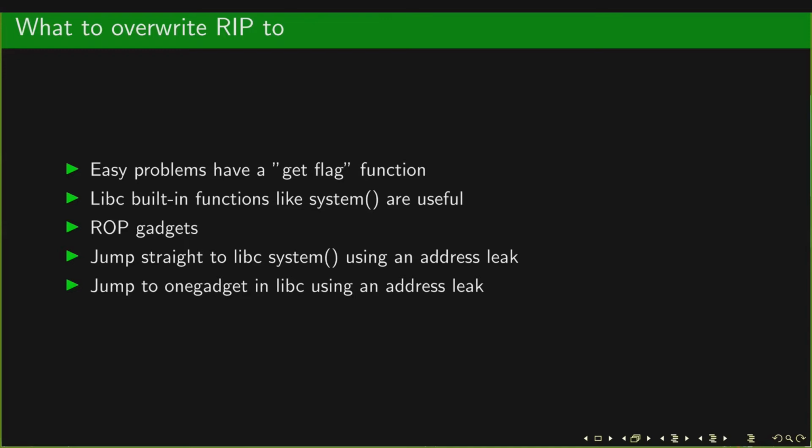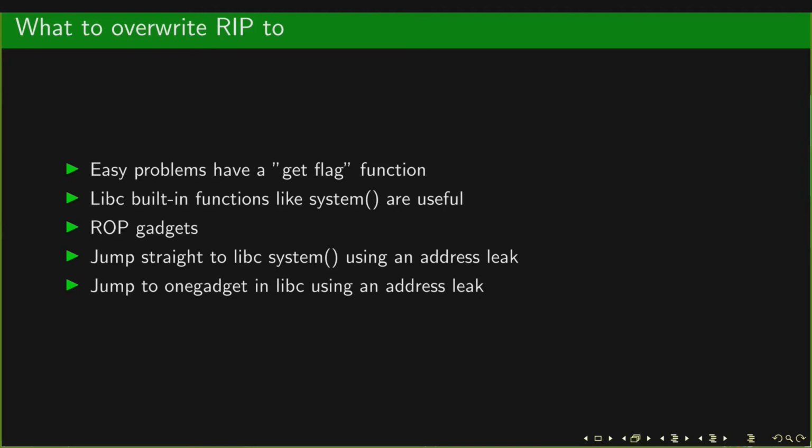So cool. We're able to control the instruction pointer and call different functions, but what functions do we want to call? Easy problems in CTFs might have a function called get flag, but I can guarantee you that any real world program isn't going to have a function that dumps all their user data onto standard out. That would be stupid, right? No program's going to do that.